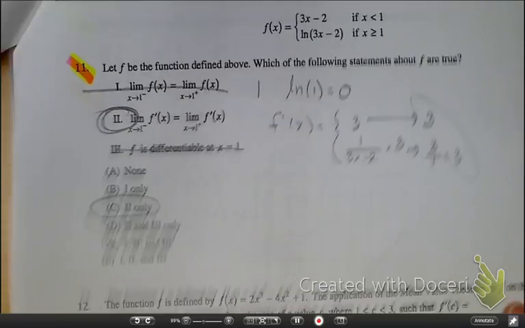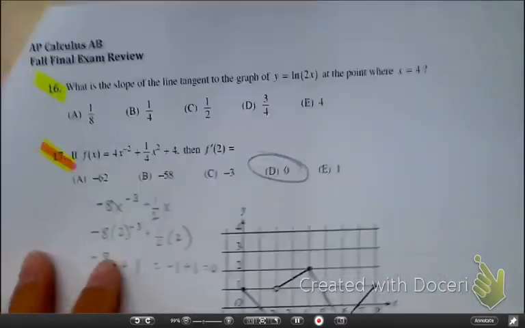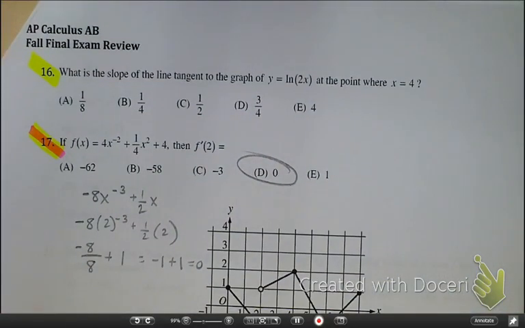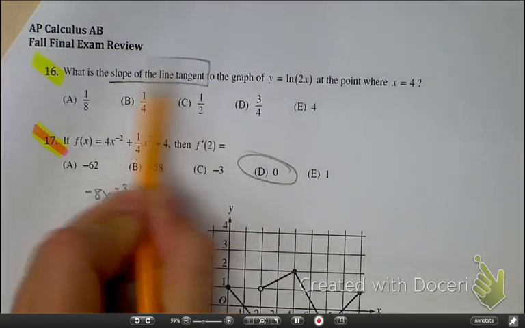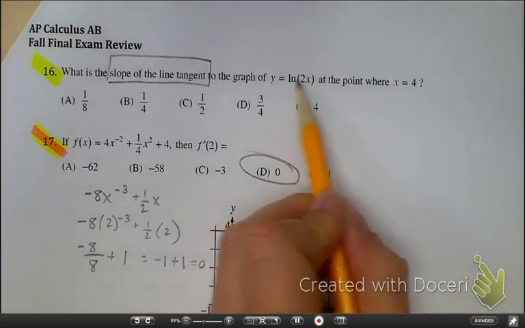All right, the next one I want to look at is number 16. It says, what is the slope of the line tangent to the graph of y equals ln of 2x at the point where x equals 4? Well, slope of a tangent line is a very fancy way of saying what is the derivative. So they want to know what is the derivative of this function evaluated at 4.